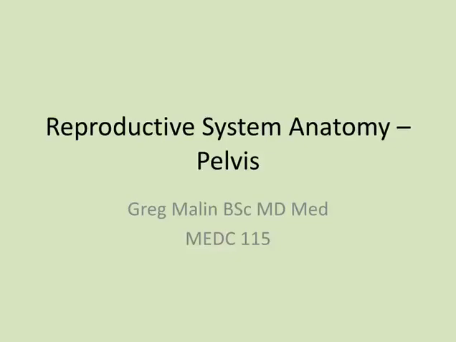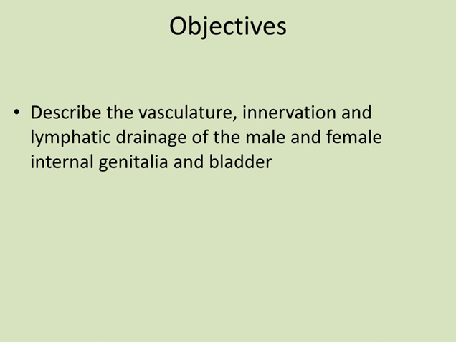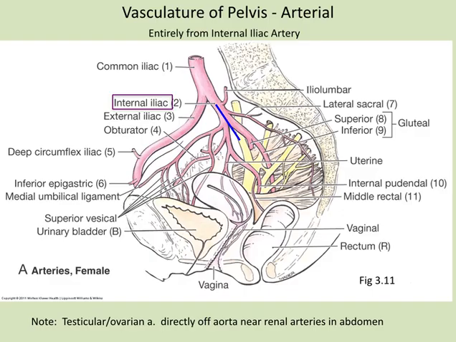Alright, this is the fifth in a series of recordings for the reproductive system anatomy, and here I'm talking about the vasculature and the lymphatic drainage. So we talked a lot about the organs of the pelvis, but not the actual blood supply, so we'll focus on that here. Blood supply to the pelvis, internal iliac artery, done.